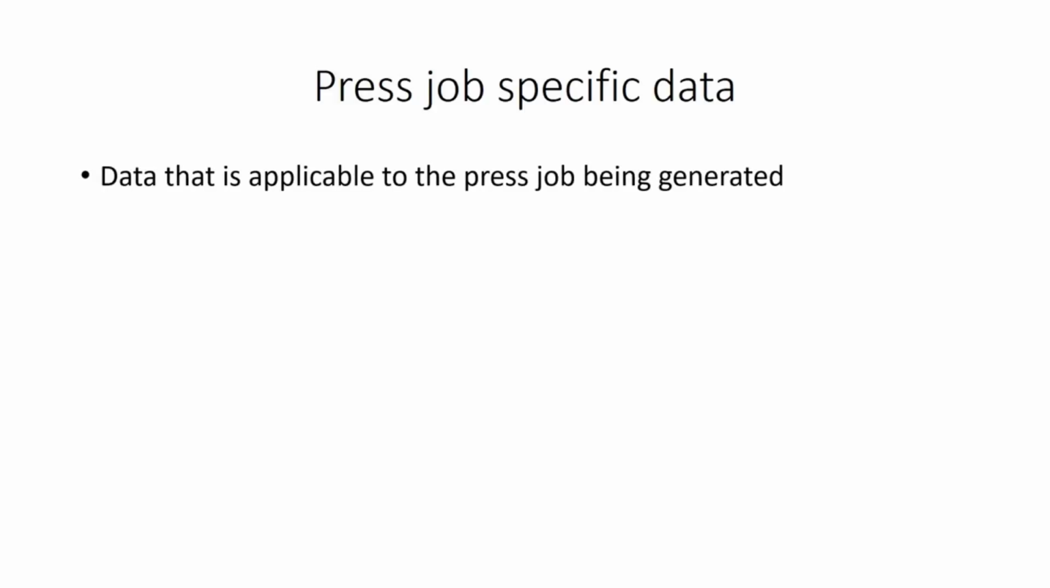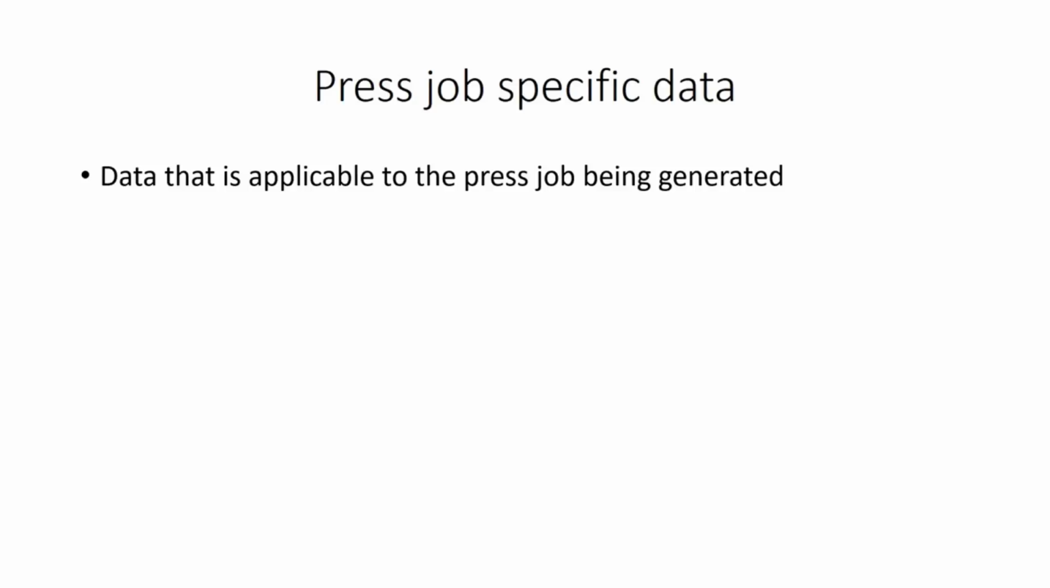Welcome. In this video, we are going to take a look at using press job specific data on our batch tickets. So what is press job specific data? Basically, we are talking about the data that will show up on a batch ticket that is only applicable to the press job generated with that batch ticket.